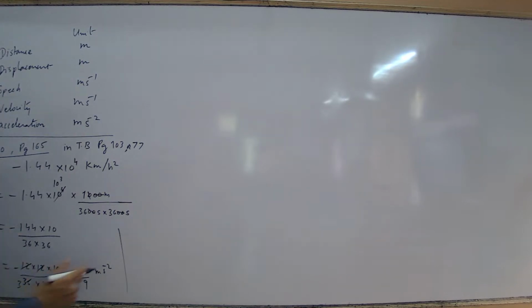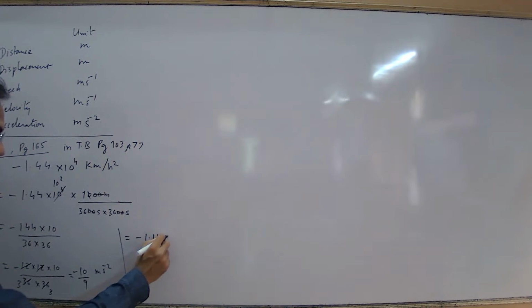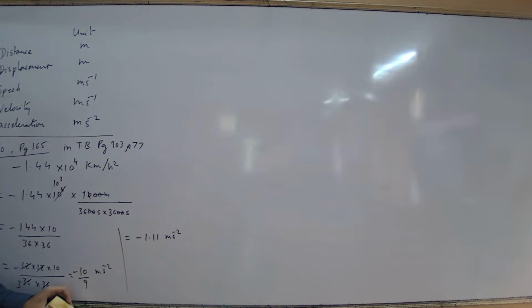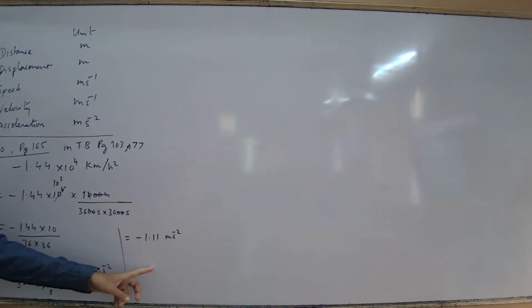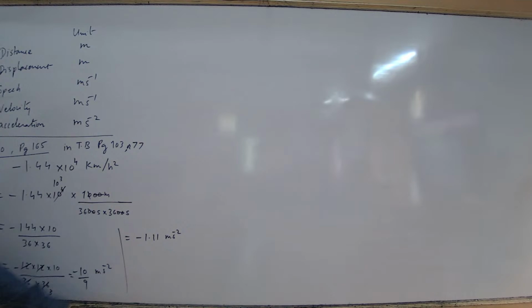So I find out how much is this? 9 ones are 9. Then 1, again 10. Minus 1.11 meter per second square. So is that correct? Is the answer given in the volume? No. So it's not given. In the volume, what answer is given? Okay. So this is how you can convert it into meter per second square. Got it?